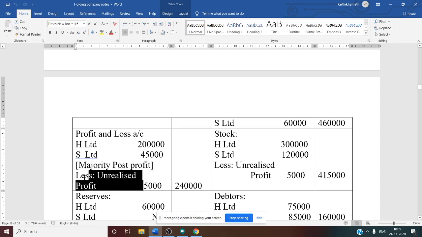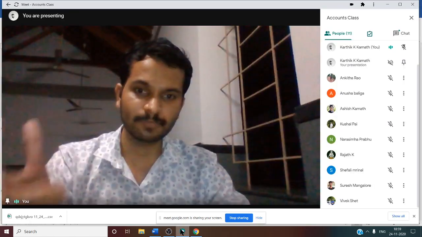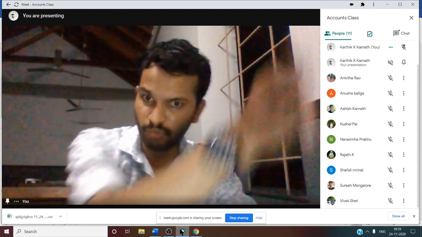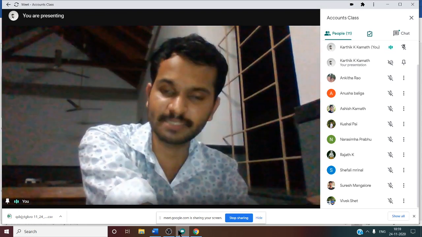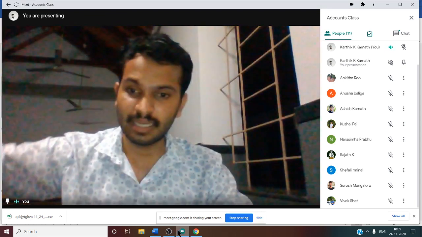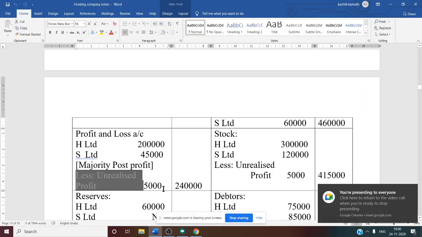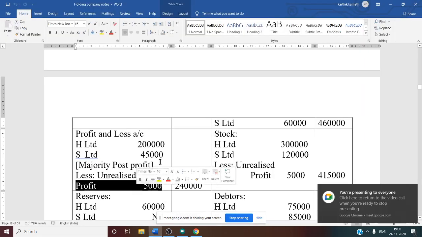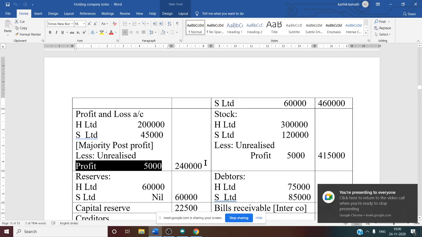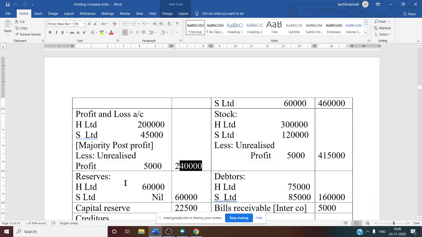From it, we have to deduct the unrealized profit. Why unrealized profit? There is a deduction for both sides. One is on the asset side, the stock unrealized profit deduction, and on the liability side, the profit and loss unrealized profit deduction. So 5,000 you have to deduct from this 2,45,000. 2,45,000 minus 5,000, if you do, you will get 2,40,000. That is the profit and loss account.